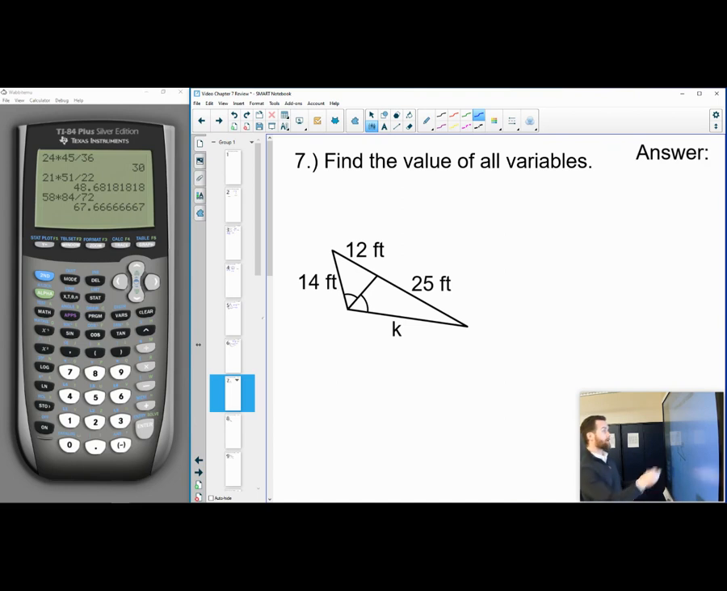Number 7, same directions, trying to find the value of any variables. Okay, we've got another angle bisector here, which means it's a triangle angle bisector problem, which just means we've got a shortcut to a proportion. I forget how we did it last time. I was going to try and do it differently, but whatever. It really doesn't make a difference.